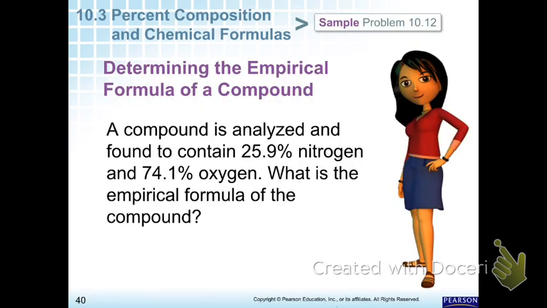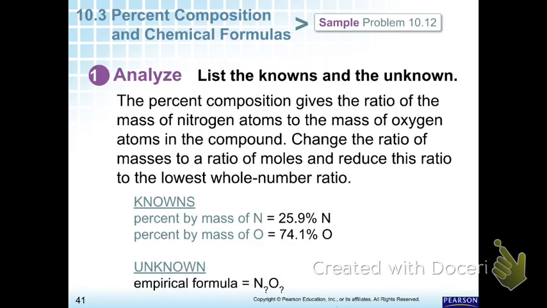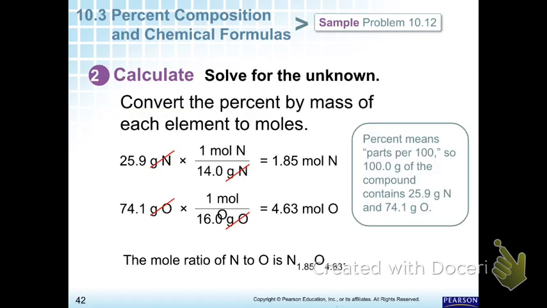Okay, so let's go through an example. There's a compound that's been analyzed that has 25.9% nitrogen, 74.1% oxygen, and it's asking you to find the empirical formula. Always write down what you know, and in this case, it's just percentages. Notice in the previous couple of slides, it says you need to know the molar mass. So let's look at this calculation.